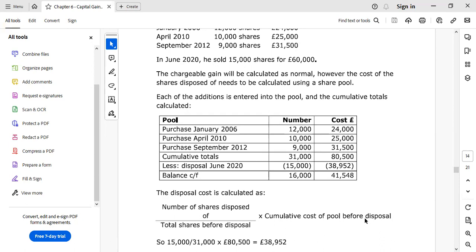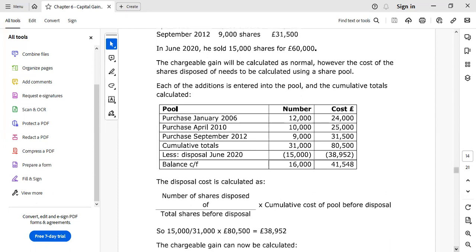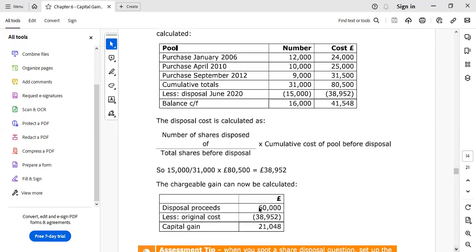The cumulative cost of the pool before disposal was 80,500. In this way we get the cost of disposal as 38,952. So here we will write in brackets minus 15,000 and minus 38,952. The balance carried forward will be 31,000 minus 15,000. Now we have only 16,000 shares left and the cost is 41,548 pound.